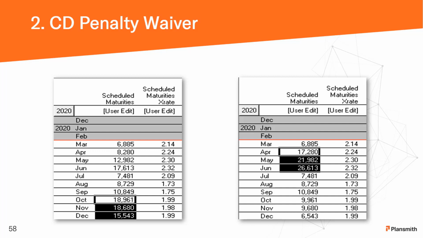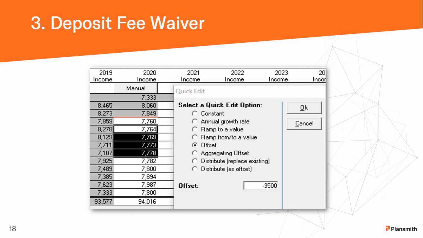In this example, I moved 50% of the CDs maturing in October, November, and December to April, May, and June to reflect the early withdrawals. If providing some relief to some customers in the form of fee waivers, you need to adjust the current plan. In this adjustment, I'm reducing fee income by about 50% over a 4-month period.